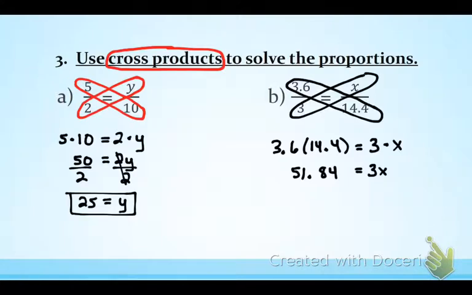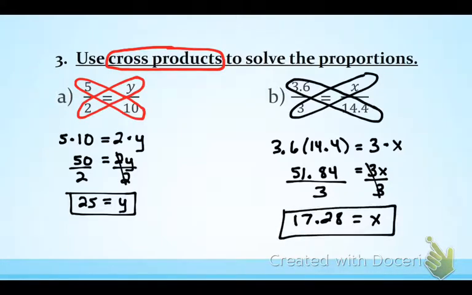And then you make it into a fraction, which would be 51.84 over 3. Okay, you want to divide by 3 on both sides so that I can get rid of that 3 right there. And what is my answer? 17.28. Excellent. All right, 17.28 is the correct answer.